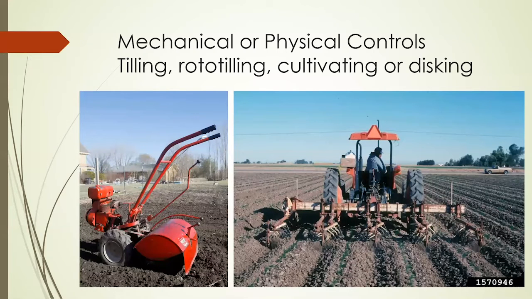Another mechanical or physical control is tilling, or rototilling, or cultivating, or disking. This cuts and turns the soil and all the plants growing in the soil. You can do the whole pass, or you can do a portion, so you're doing in between the rows of desirable plants. It's not a viable method for landscapes. It's not very viable for rangelands.